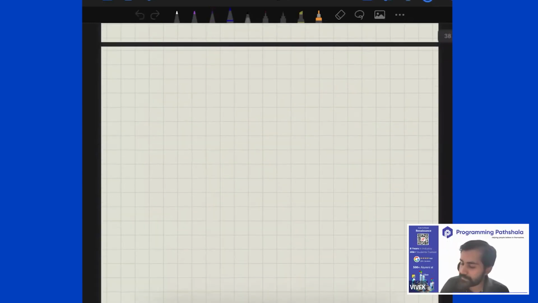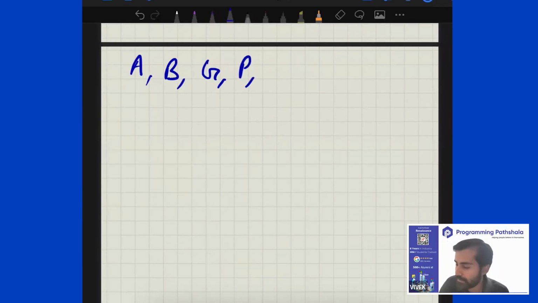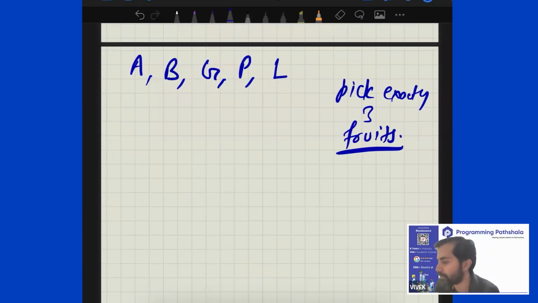So now let's look at the problem where let's say we have some fruits: apple, banana, guava, pineapple, and lychee, something like this. And what you have to do is pick exactly 3 fruits. You have to pick exactly 3 fruits. All right. Now, let's say you say, hey, I need 3 fruits. First one, second one, third one, right?